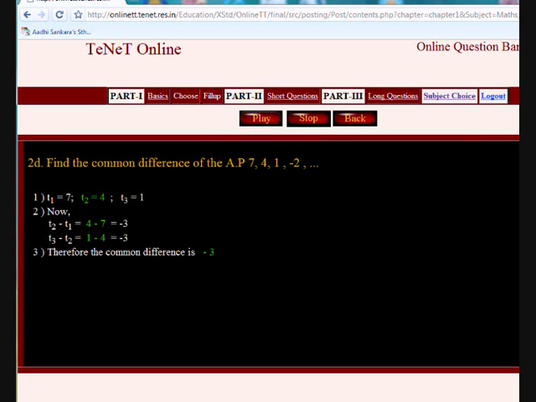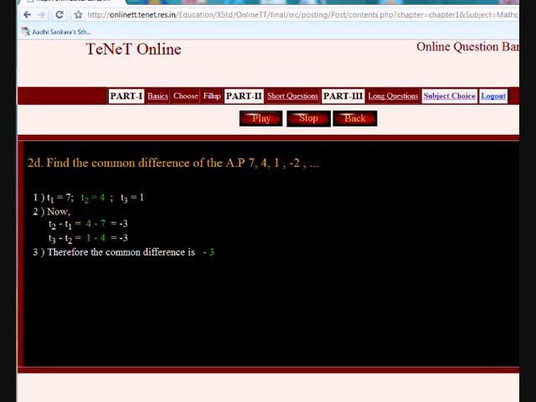Question. Find common difference of the arithmetic progression 7, 4, 1, minus 2, and so on. Answer. Now we have to find the common difference between the terms. Here the first term T1 equal to 7, second term T2 equal to 4, T3 equal to 1, T4 equal to minus 2, and so on.